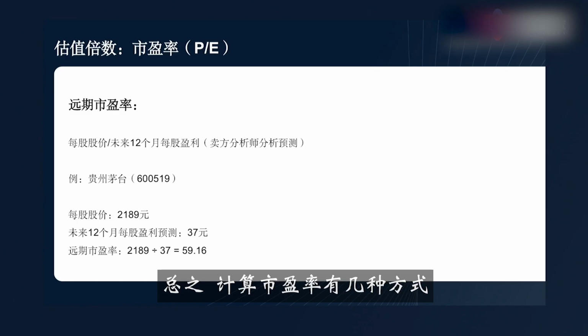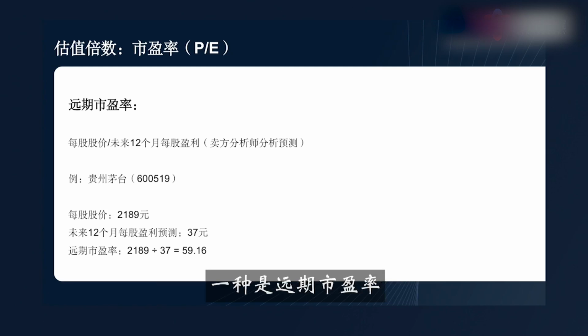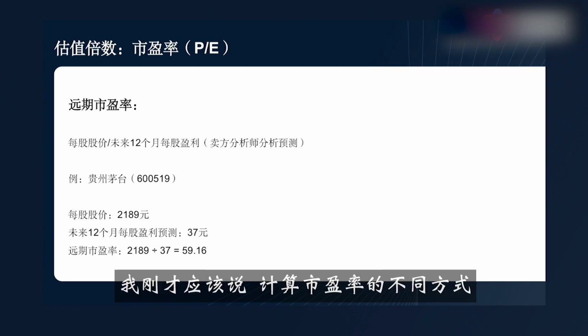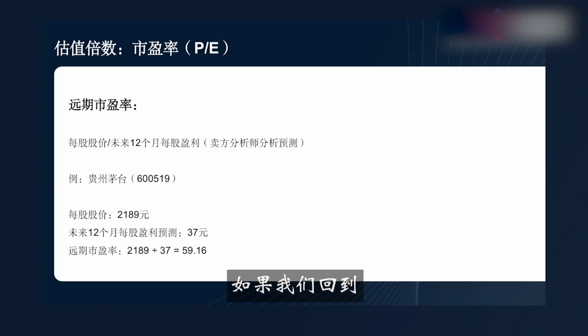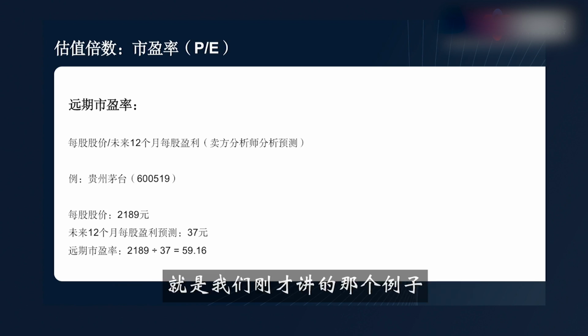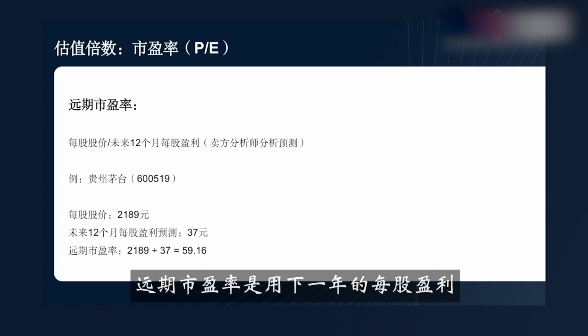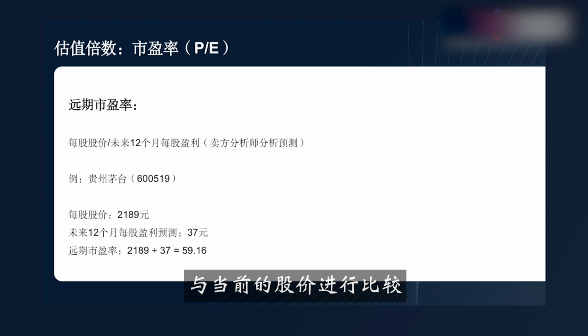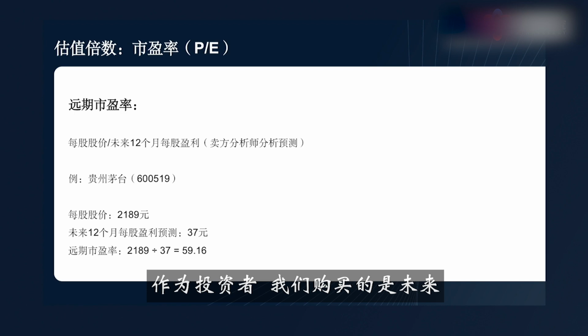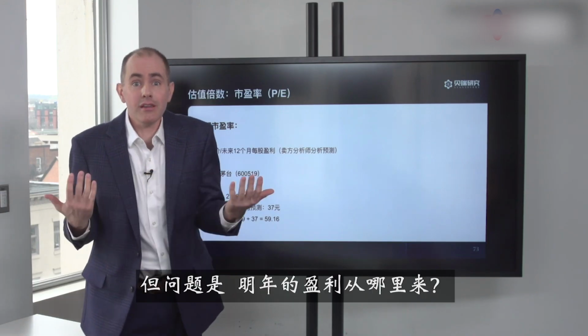Anyway, a couple of different ways to do PE. One is forward-looking PE. If we go back to Motai, the example we've been working with, forward PE takes the next year's earnings and compares it to the current stock price. This is more pure, right? Because I just said, as investors, we're buying the future. Question is, though, where do you get next year's earnings?